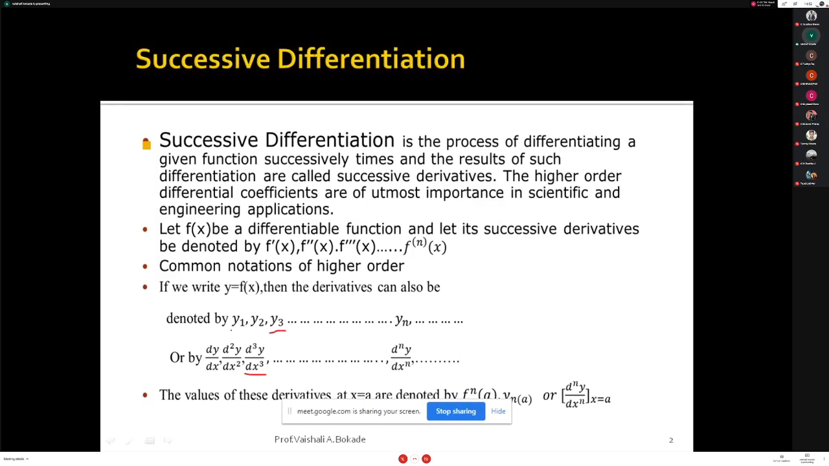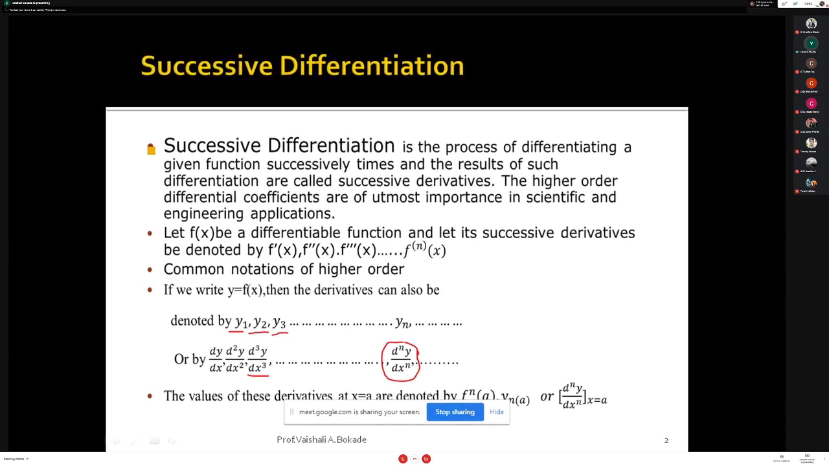So for the same function y is equal to f(x), I have dy by dx as y1, d2y by dx square as y2, and d3y by dx cube as y3. When I differentiate n number of times, d^n y upon dx raised to n, it is denoted by yn.